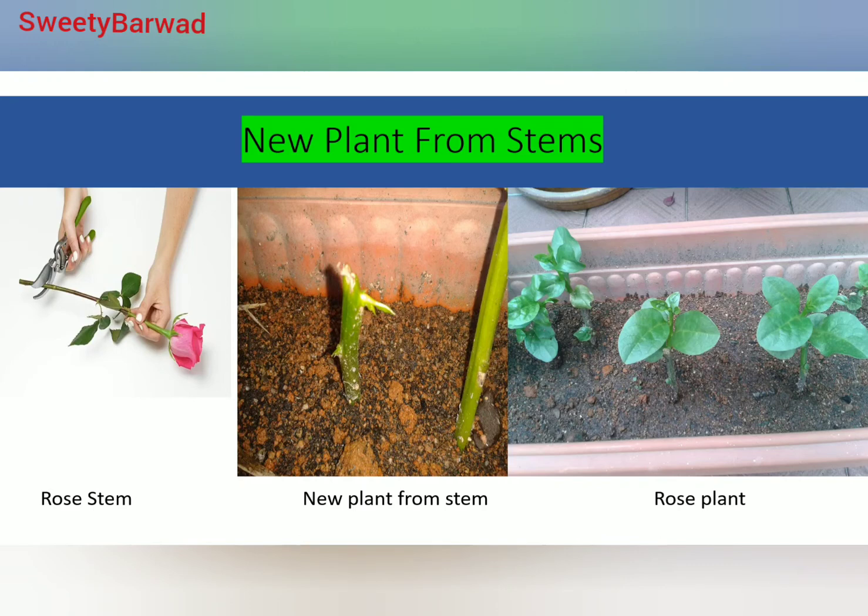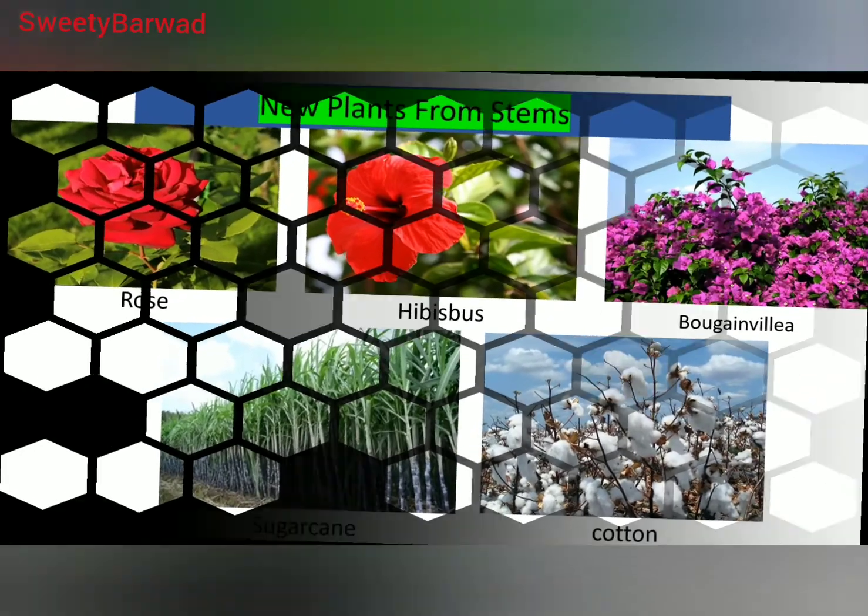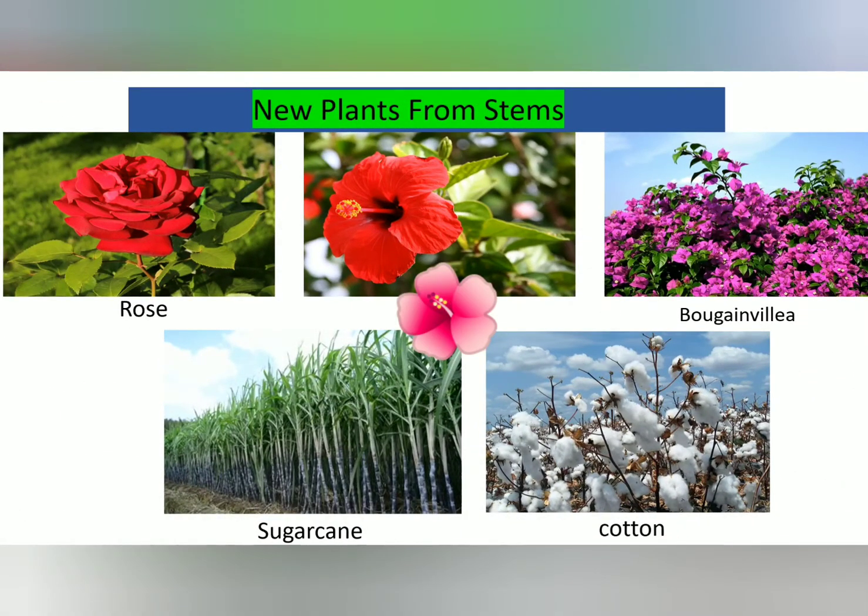New plants also grow from stems. Some plants like rose, hibiscus, bougainvillea, sugarcane and cotton have buds on their stem. If we cut the stem of one of these plants into small pieces and plant them in soil, after a few days we will see the stem cutting grows into a new plant.